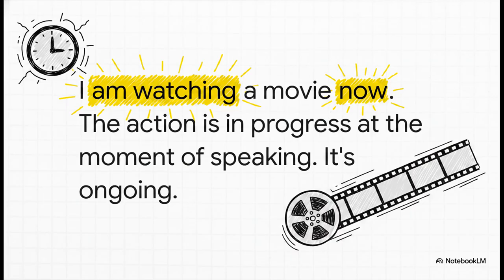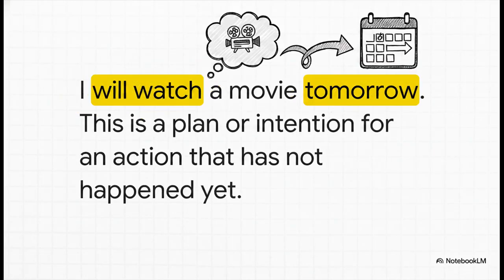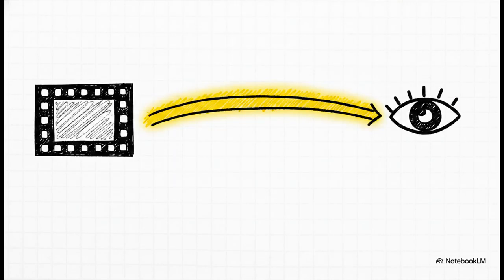Now let's bring it right into this very moment. The present continuous. I am watching a movie now. The action is happening as we speak. It's in progress. It's ongoing. It's live. And now let's jump forward. Future simple. I will watch a movie tomorrow. This is just telling us about a future plan, an intention for an action that hasn't happened yet. Nice and direct.